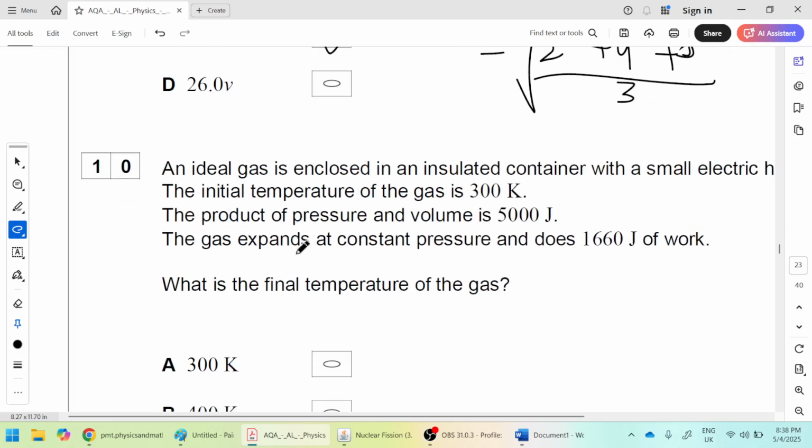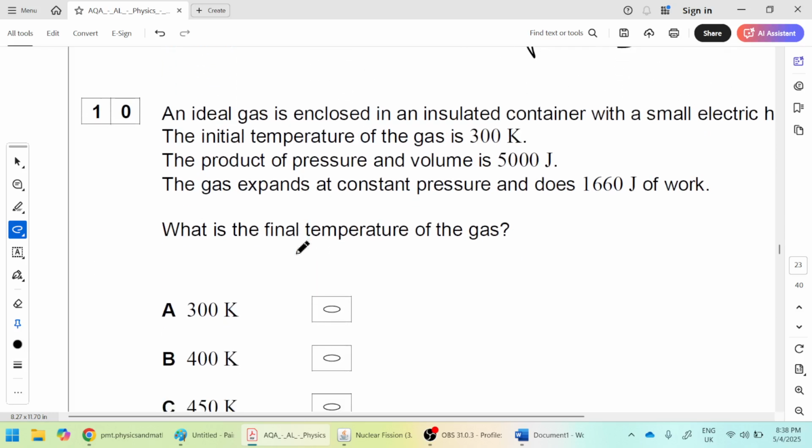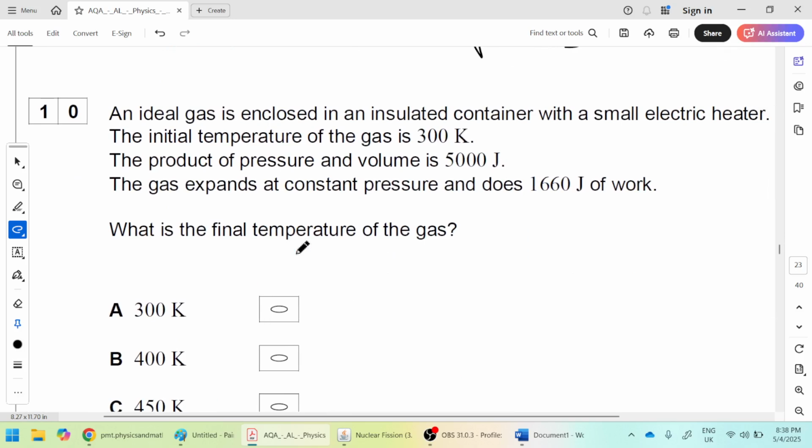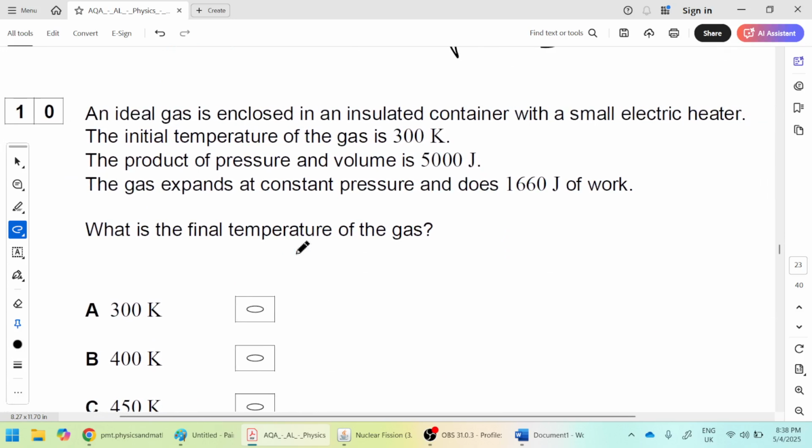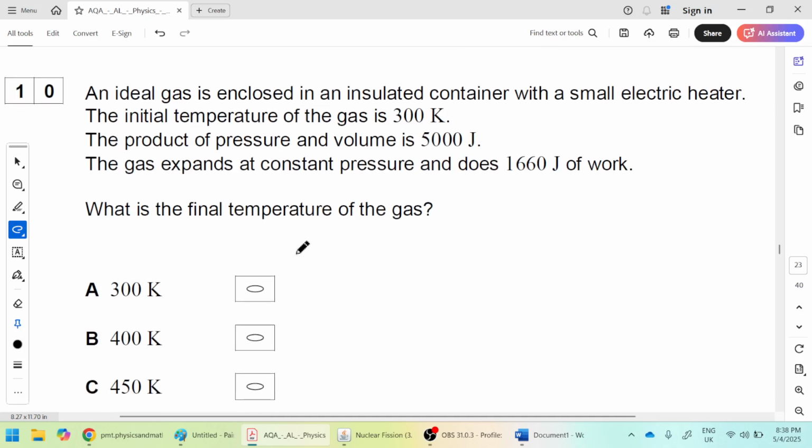Okay. Ideal gas is enclosed in an insulated container with a small electric heater. Initial temperature is given. Product of pressure and volume is 5000. The gas expands at a constant pressure and does 1660 joules of work. What is the final temperature of the gas? Okay. Work done is equal to pressure times change in volume.